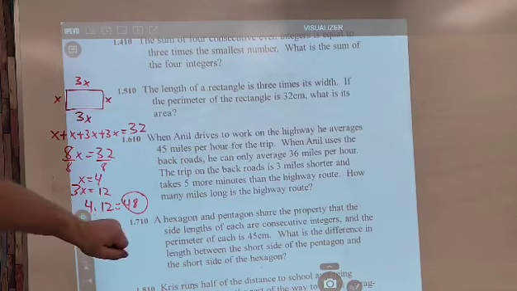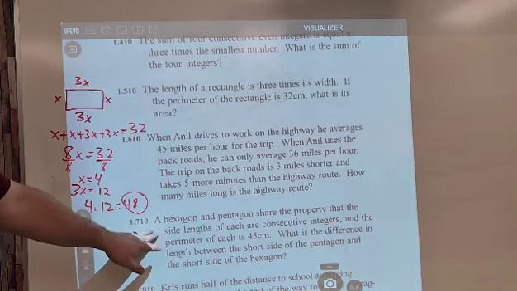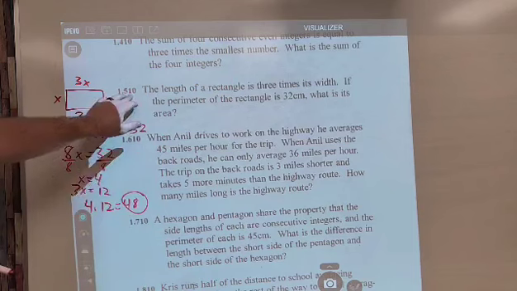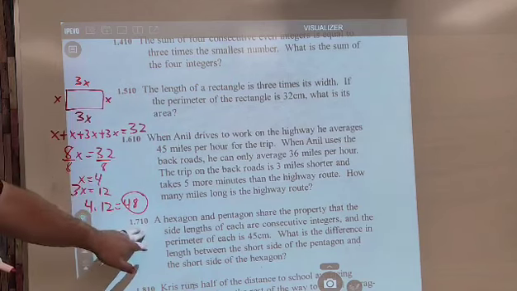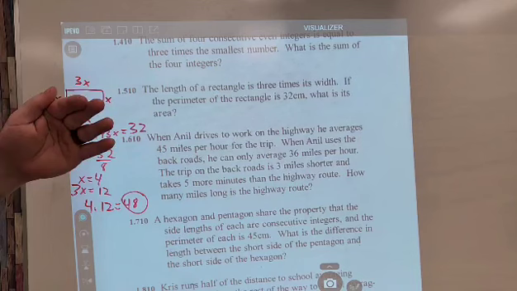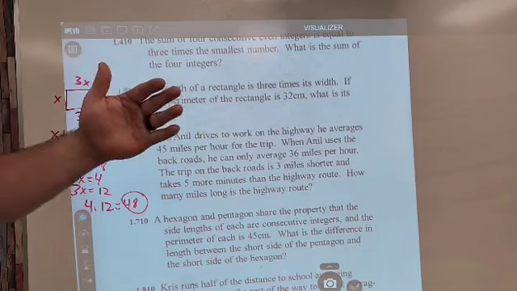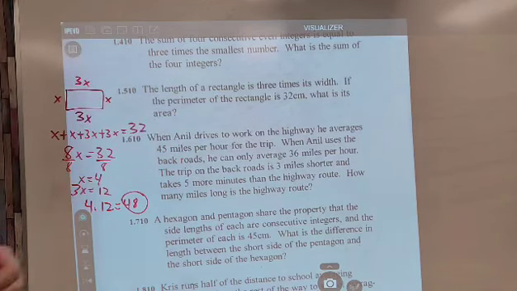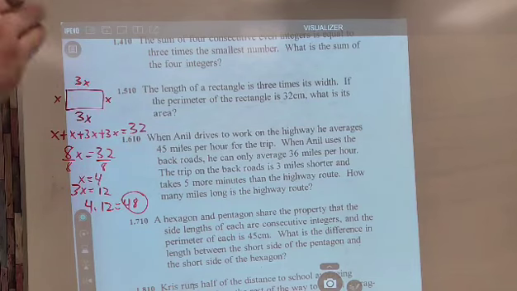I want to go ahead now and skip ahead to number 1.710. That was 1.510. Now 1.710 says a hexagon and a pentagon share a property that their side lengths of each are consecutive integers. What's consecutive mean? That means in order. 1, 2, 3, 4, 5, or 4, 5, 6, 7. And the perimeter of each is 45. So they both, if you add all the sides up, are 45. What's the difference in the length between the short side of the pentagon and the short side of the hexagon?